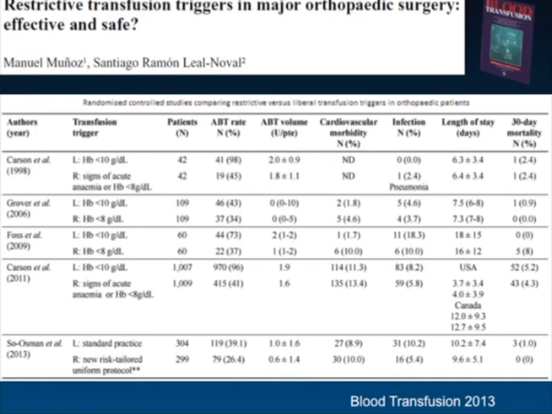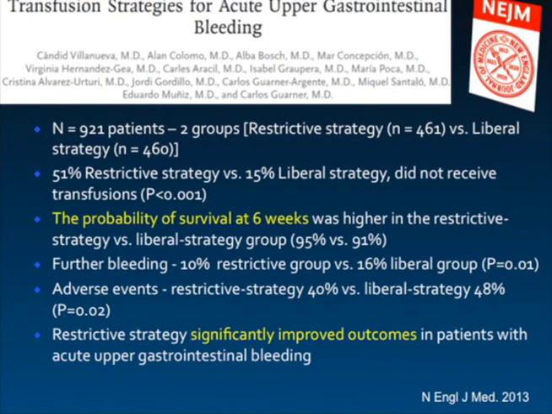And just to show you, this is just a quick summary of restrictive versus liberal transfusion. You could see, again, this is from 13. You could see all of them answer in the same fashion: liberal is worse than restrictive. Restrictive is the way to go. The new guidelines constantly call for restrictive transfusion practice. And again, this is even in bleeding patients, which we've been sort of hesitant to address.